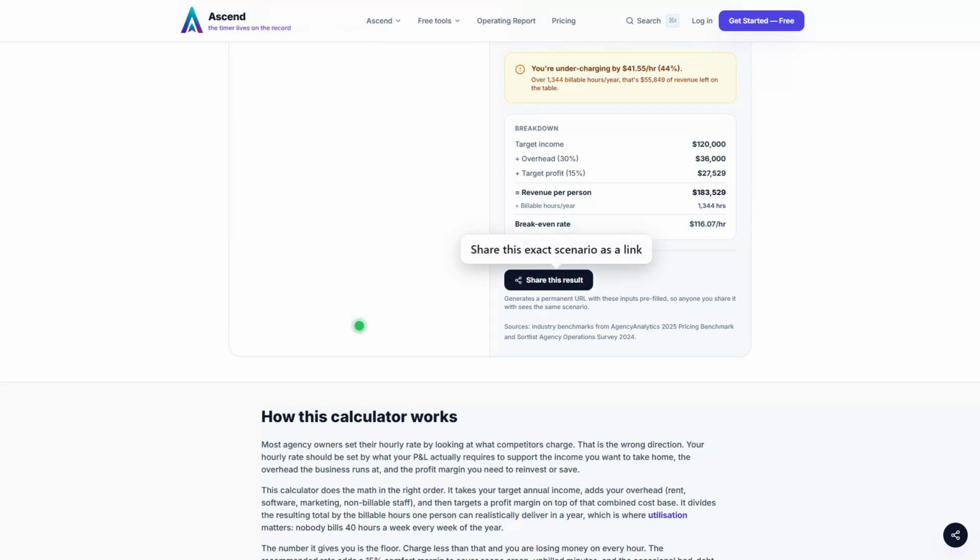And the share button turns the exact scenario into its own link. Send it to a co-founder or your accountant, and they open the same numbers.